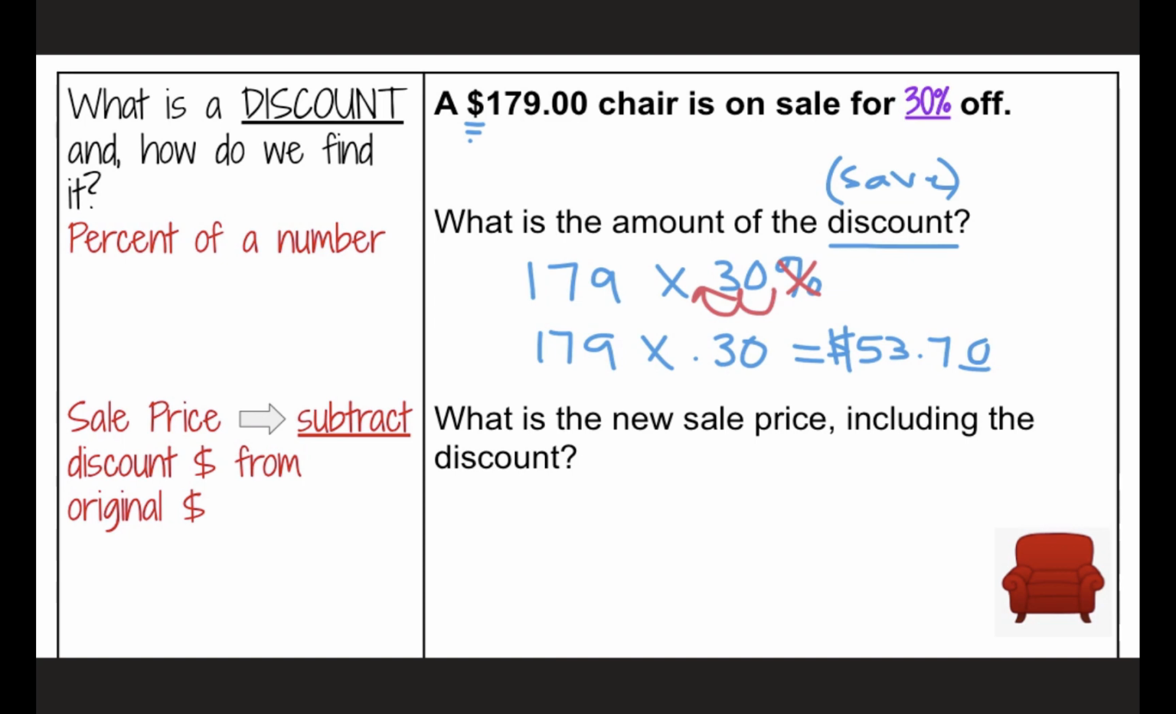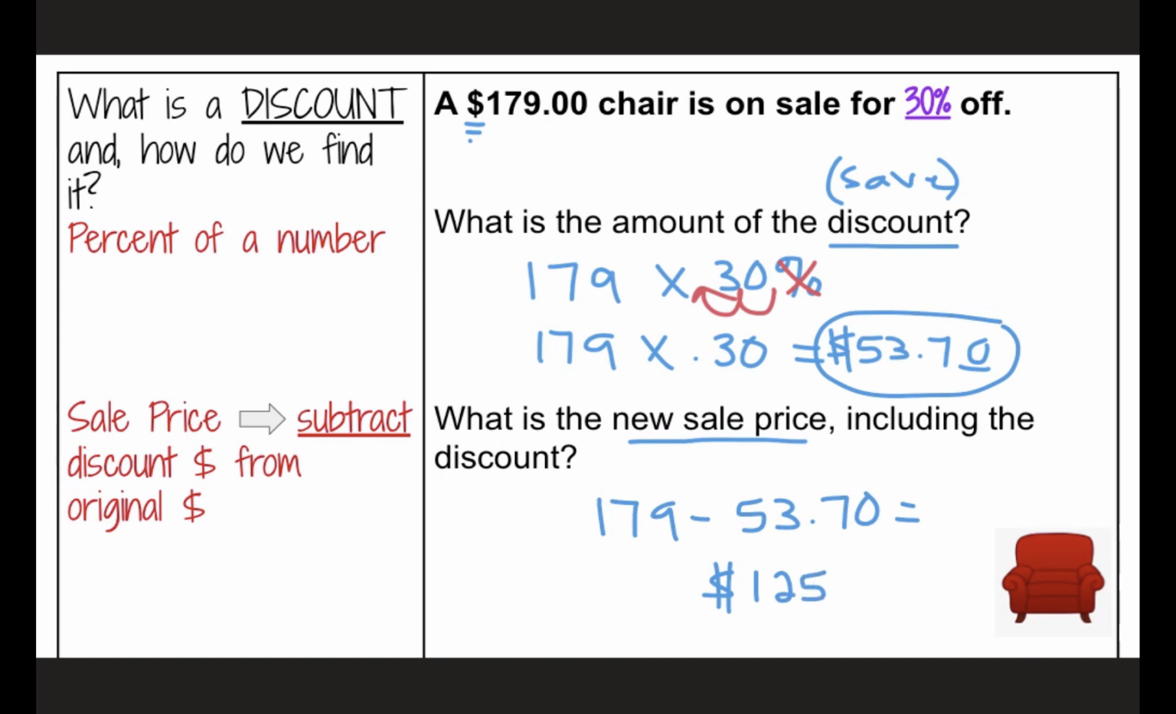Okay, so now to find the new sale price, including the discount, we are going to subtract the discount amount from the original amount. So the original amount was $179. Let's subtract our discount amount from that. So minus $53.70. Go ahead and calculate that value. I get that to equal, again, this is referring to money, $125.3. And again, my calculator just shows 0.3, but money goes out to the hundredths place, so we're going to annex a 0 there. There is the cost of the chair with the 30% savings.